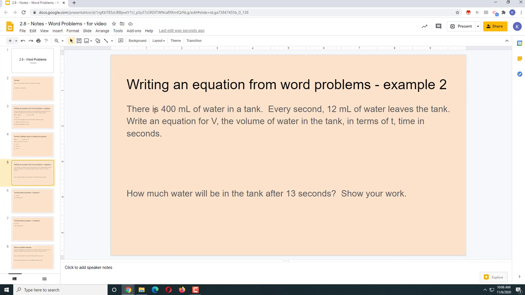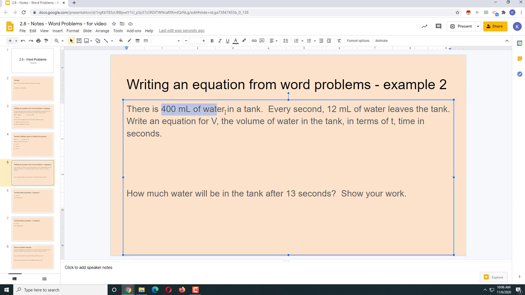Example 2. We have 400 milliliters of water in a tank. Every second, 12 milliliters of water leaves the tank. Leaves means to go away, so the slope is negative. Write an equation for V, the volume of water in a tank, in terms of t, time, in seconds. Normally it's Y equals mx plus b, but we're looking for V, the volume of water, in terms of time. So instead of x, we have t.